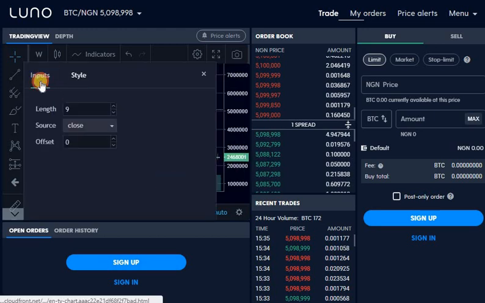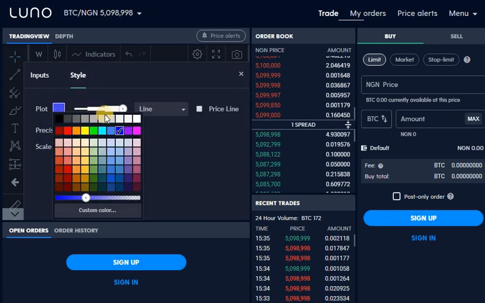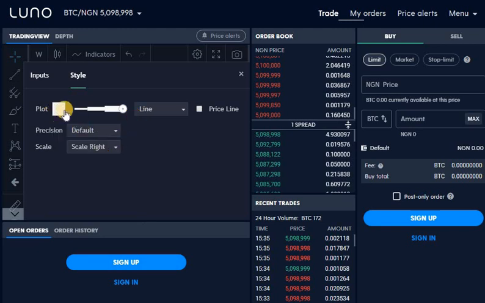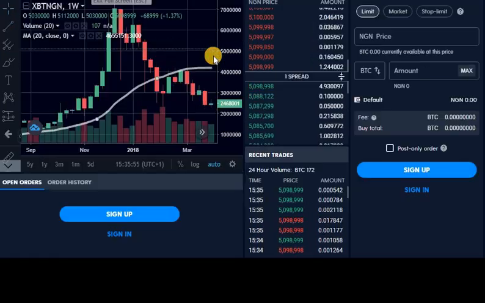We are going to change the setting of this moving average so that it could fit accurately to our trading strategy. We are going to change it to 20. Now we are going to style it so it could be bigger for you to see in this video. I'm going to change the color to white, and I'm going to make the lines a little bit bigger. Now as you can see, this is the moving average, this big white line. Let me make it full screen.